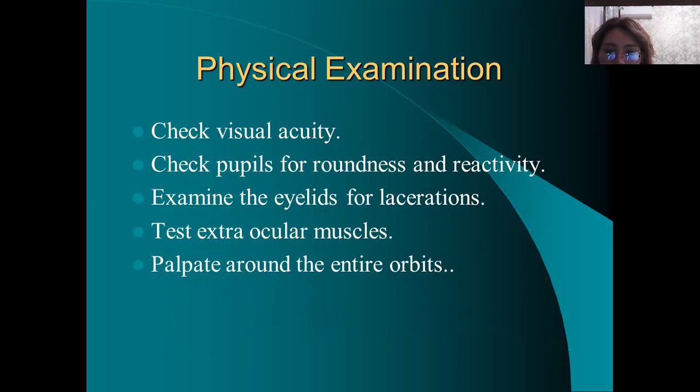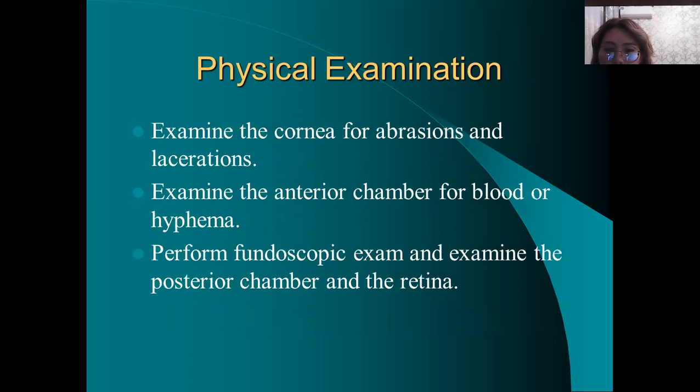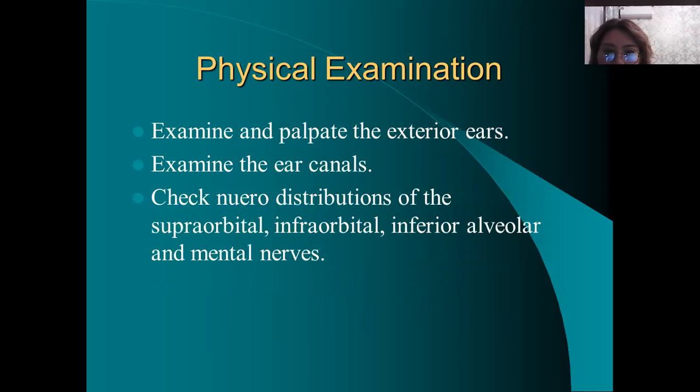Check visual acuity, check pupils for roundness and reactivity, examine the eyelids for lacerations, test extraocular muscles, palpate around the bilateral orbits. Examine the cornea for abrasions and lacerations. Examine the anterior chamber for blood or hyphema. Perform a fundoscopic exam and examine the posterior chamber and the retina. Examine and palpate the exterior eye. Check the nerve distribution of the supraorbital, infraorbital, inferior alveolar, and mental nerves.